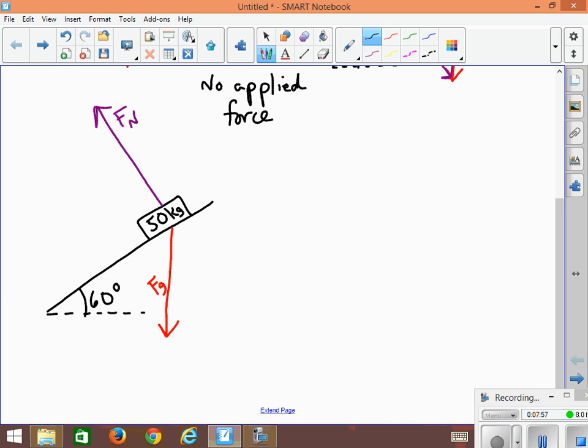And we would also need to know a little bit about the friction. So let's say that the coefficient of friction, which tells us sort of how sticky the surfaces are, is going to be 0.1. And remember, coefficient of friction from last year.